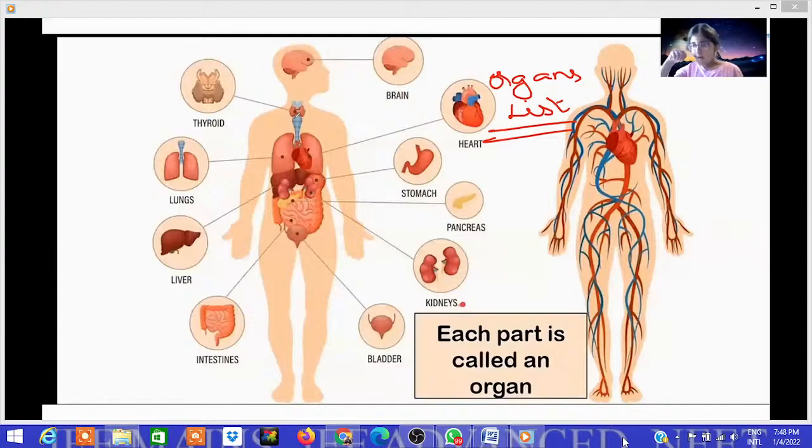Okay. So now, by closing your eyes, can you tell me some of these organs? Yeah, close your eyes and let me know some, if you can say all. Okay? Here you go. Brain, thyroid, stomach, liver, heart. Organs.